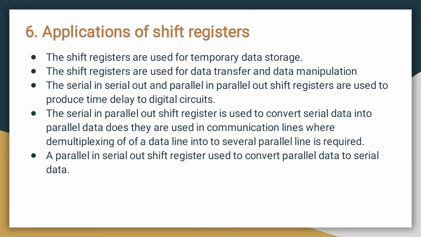So last one is applications of shift registers. So shift registers are used for temporary data storage. So it is a temporary one. We can use this for data transfer and data manipulation. The serial in serial out and parallel in parallel out shift registers are used to produce a time delay in digital circuits. The shift register that is serial in parallel out can be used to convert serial data into parallel data. Parallel in serial out shift register is used to convert parallel data to serial data.